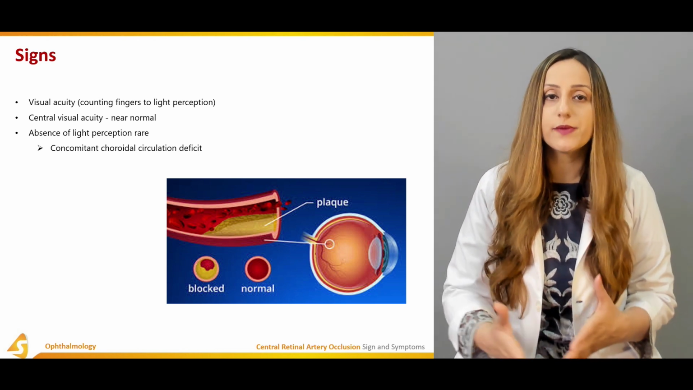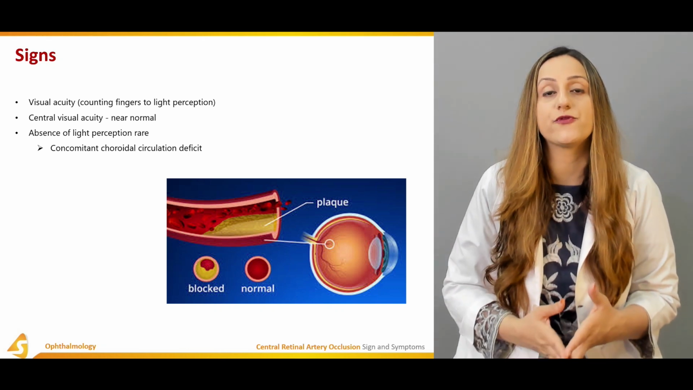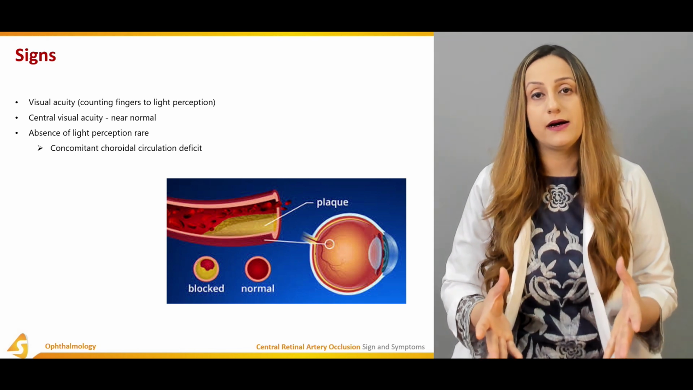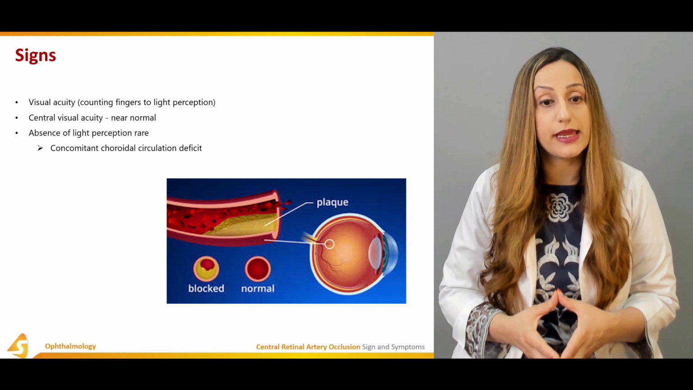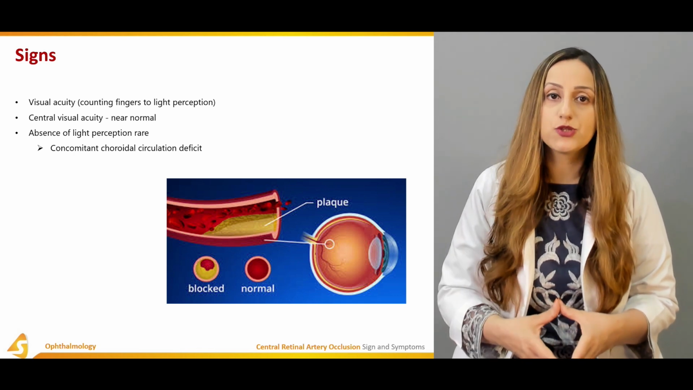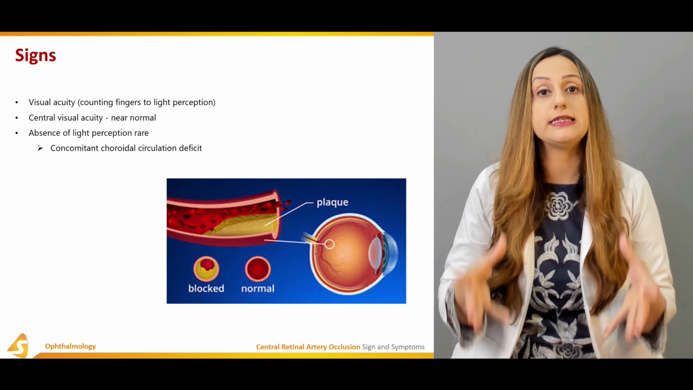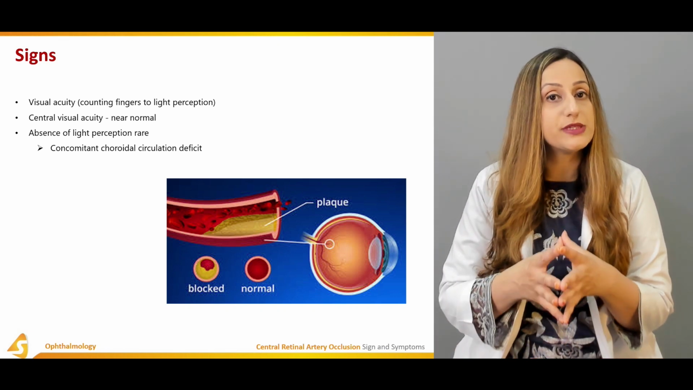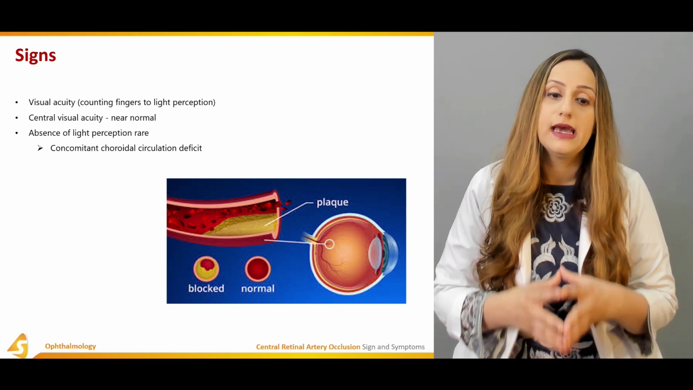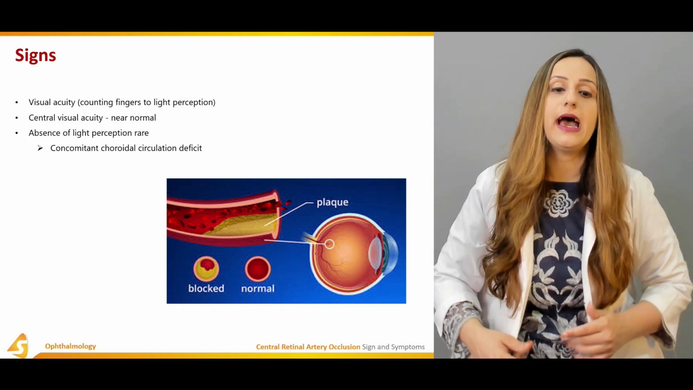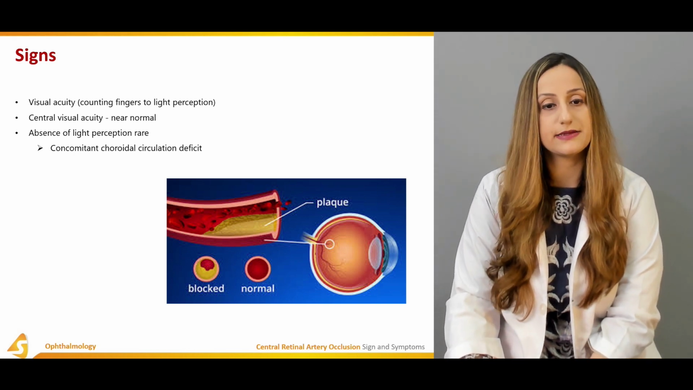So when we perform these tests, that is the counting finger test, and we perform the visual acuity on these people who are suffering from CRAO, the visual acuity is going to be normal, and the visual field that is going to be affected is the peripheral visual field rather than the central visual field. There's going to be an absence of light perception that is also seen in these cases.